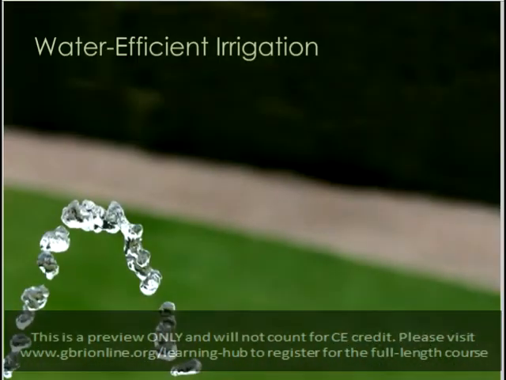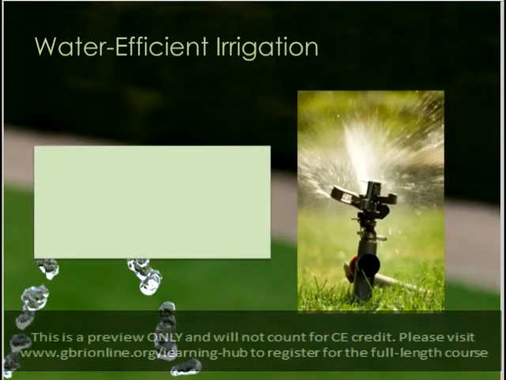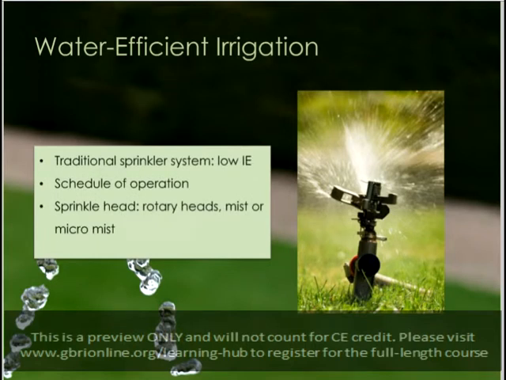Water-efficient irrigation is just as important as the type of landscape used. Efficient irrigation is critical to achieving water efficiency credits for both BD+C and O+M projects. Traditional sprinkler systems have low irrigation efficiencies, but their operation may be improved by effective landscape and sprinkler design.